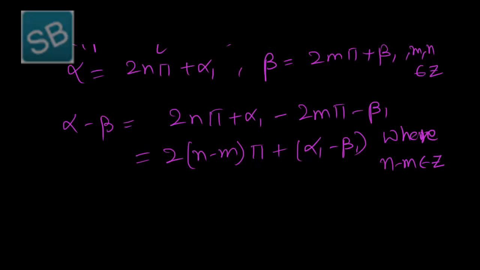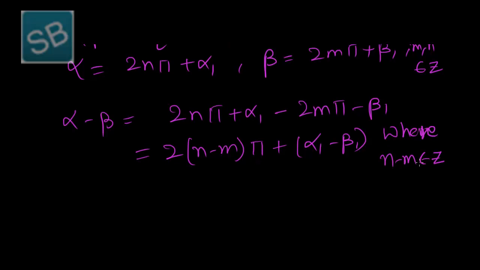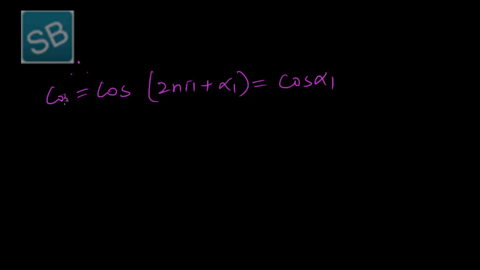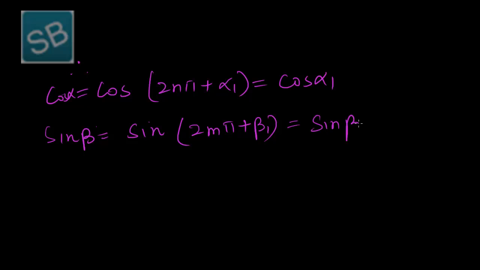And we know that sine and cos are periodic functions of 2 pi. Therefore cos of 2n pi plus alpha 1 is equal to cos alpha 1, that is cos of alpha, and sine of beta, what is the value of beta, that is 2m pi plus beta 1. So it is a periodic function of 2 pi, so it becomes sine beta 1. So cos alpha is equal to cos alpha 1 and sine beta is equal to sine beta 1.